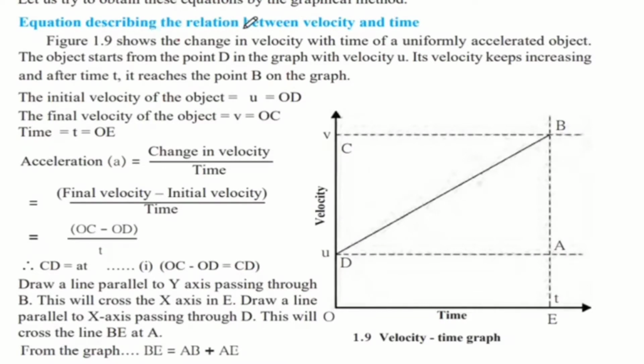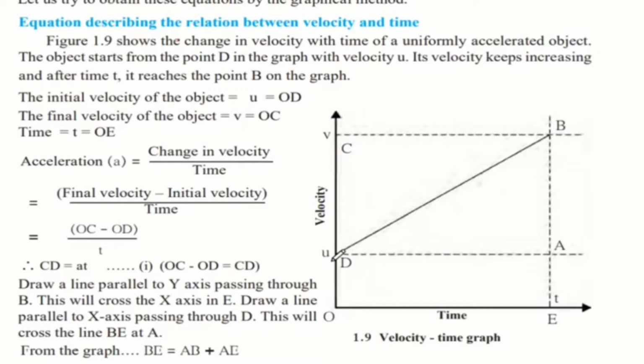Equation describing the relation between velocity and time. Do you remember which equation showed the relation between velocity and time? It was the first equation, v is equal to u plus at. Now we will see the derivation of this equation. The figure shows the change in velocity with time of a uniformly accelerated object. As we had seen earlier, the y-axis has the velocity and the x-axis has the time. For a uniformly accelerated object, the graph is a straight line that is not parallel to the x-axis, so it is this line over here, DB.